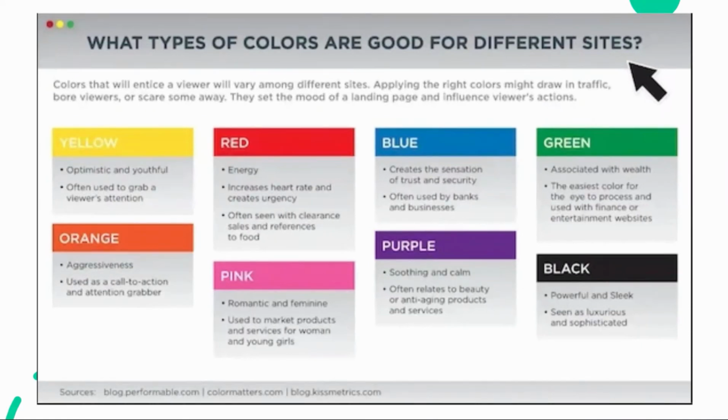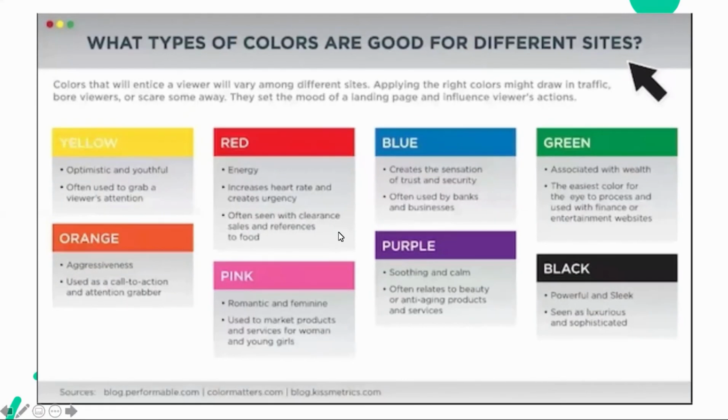Different colors mean different things. Yellow is optimistic and youthful. Orange is aggressiveness. It's also used as a call to action and attention grabber. I've also been told orange is used for creativity. Red is energy. It increases heart rate and creates urgency, often seen with clearance sales and references to food. Pink, romantic and feminine, used to market products and services to women and young girls.